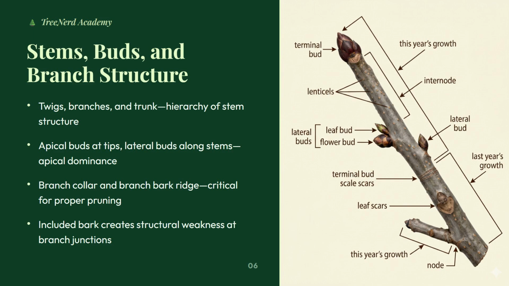A node is where leaves and buds arise. The internode is between nodes. Each branch is autonomous, producing and storing enough carbohydrates to sustain itself.